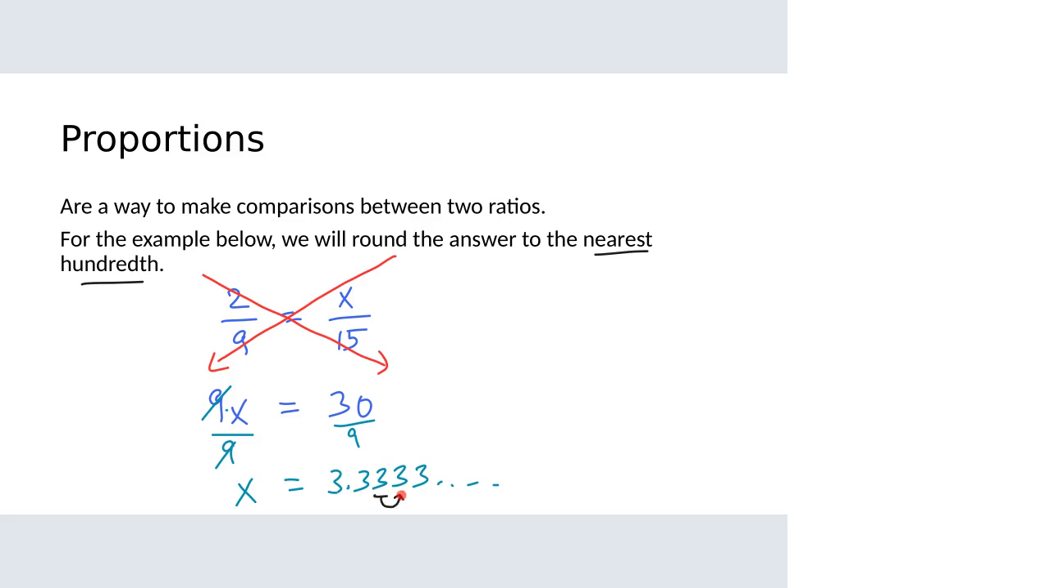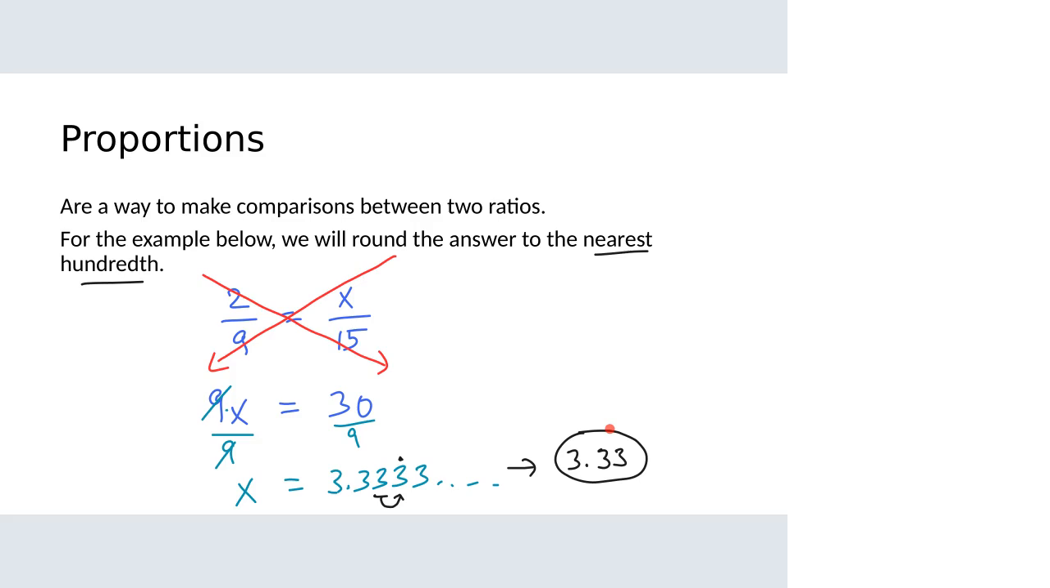We'll look one space to the right of there. If that number is 5 or bigger, we round up to 3.34. Since it's 4 or lower, we're going to round this down to 3.33. So solving for x here, we would get 3.33. Let me know if you have any questions on that, and we'll address those. Basically, that is how we will solve proportions.